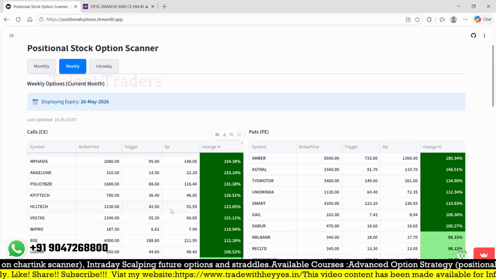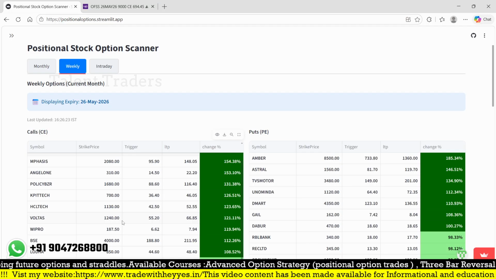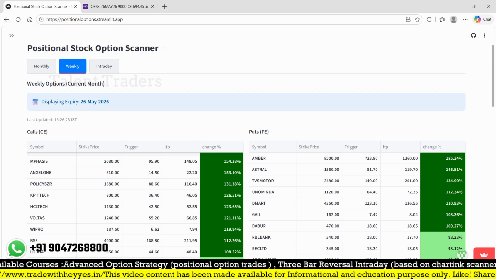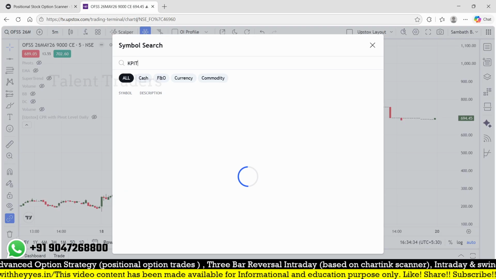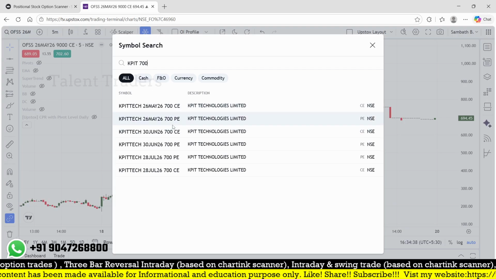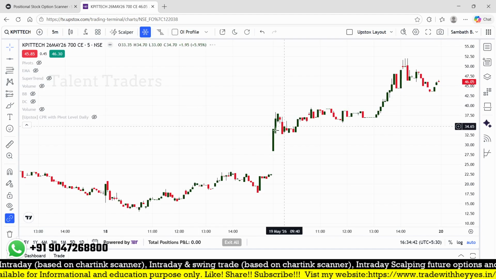Even later we can check SGL6. Most of the IT stocks are giving some good opportunities. Let me check any randomly, keep 700. These are all the triggers which happened in the last 2 days. It's a positional concept, it's not about intraday or something.